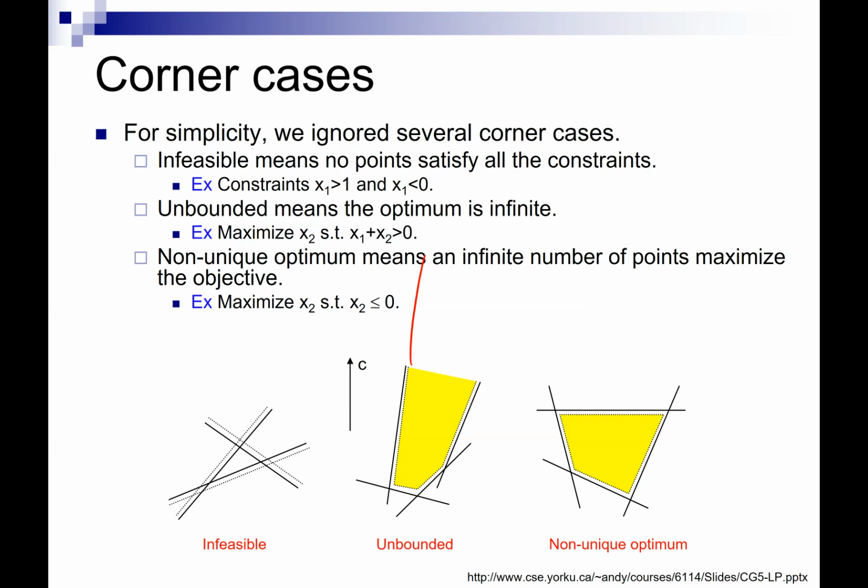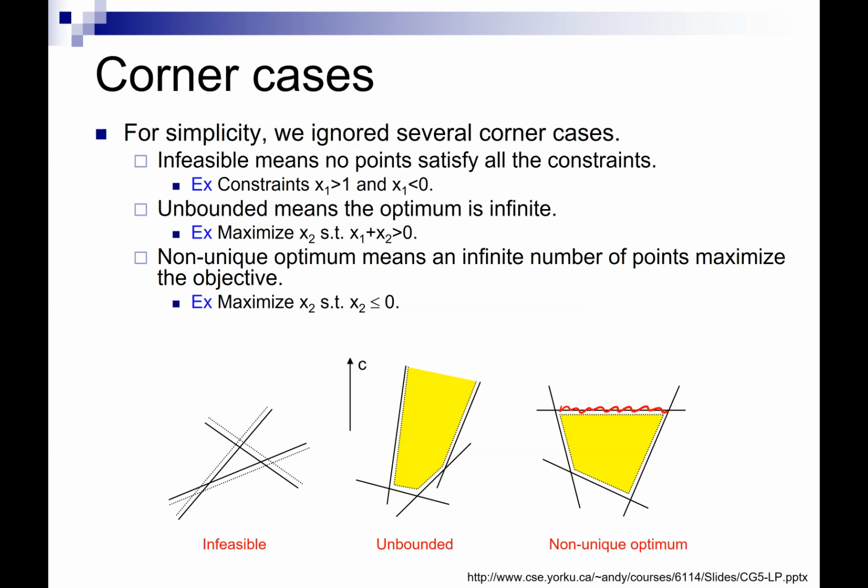Okay, and then finally, you could have a situation where you don't have an extreme point that maximizes your LP. Rather, you have an extreme edge which maximizes your LP. So for example, if we're trying to find the highest possible point, then if these are our constraints, all of the points along this top edge are going to optimize this objective function, this C objective function.